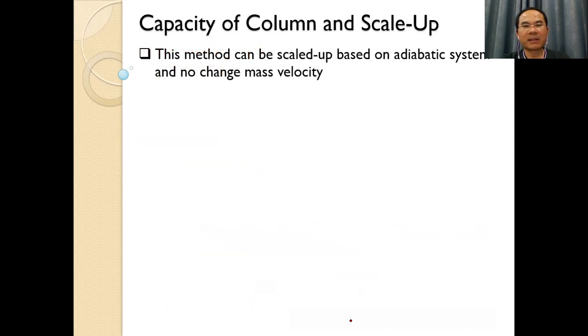This method can be used for scale up based on a similar system, but with no change in mass velocity. For this case, the assumption is that the velocity u is constant, and the unused bed height is constant.